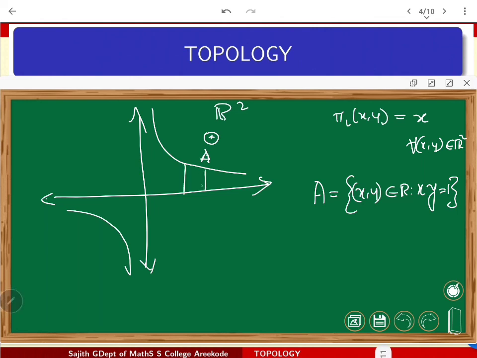Look at the projection, the first coordinate projection I mean. If you are projecting, what are you going to get? You will get the entire line except 0. So you will be getting R minus 0. That is the image of A under the pi1 map. Pi1 of A is going to be this, R minus 0.